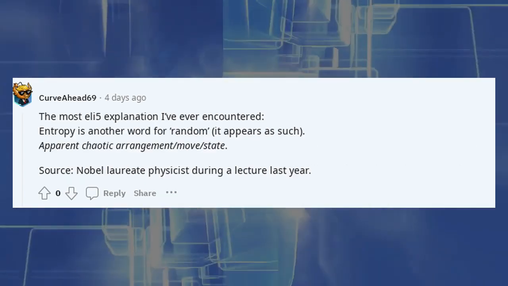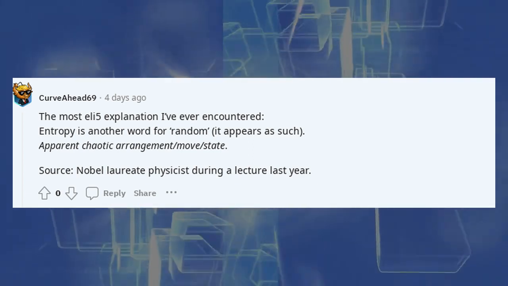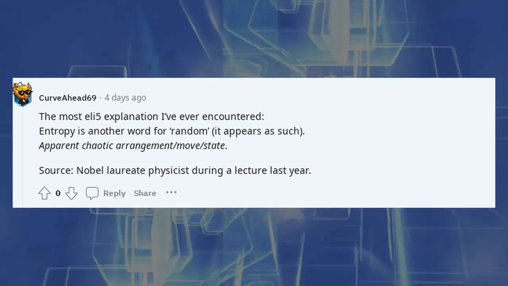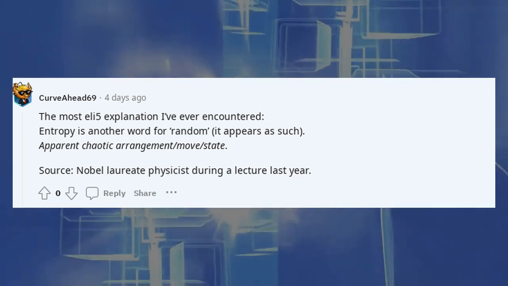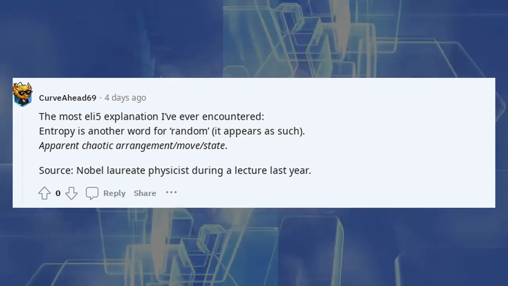The most explain like I'm 5 explanation I've ever encountered. Entropy is another word for random. It appears as such. Apparent chaotic arrangement, move state. Source: Nobel laureate physicist during a lecture last year.